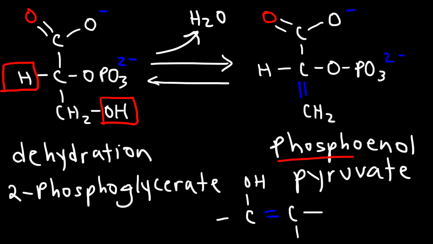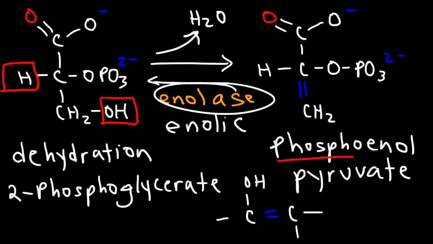Now, what type of enzyme will catalyze this reaction? Now this might be hard to figure out, so I'm going to also give this one to you. It's an enolase enzyme. The reason for this is that this reaction proceeds through an enolic intermediate, and so this enzyme helps to facilitate that process. And that's basically it for step 9. So we have the dehydration of 2-phosphoglycerate into phosphoenolpyruvate.